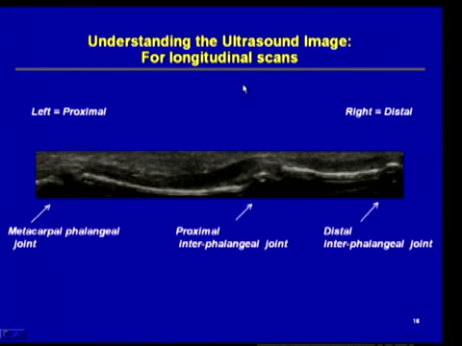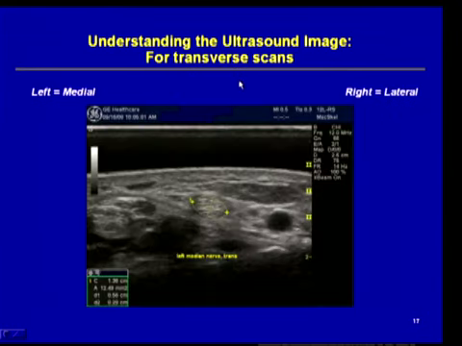This is when the transducer or the probe is held in a longitudinal orientation to the body. If we were to change that and go to a transverse, meaning turning the transducer 90 degrees, and I'll show you how to do that, the left side of the image represents the medial portion of the body, and the right side represents the lateral.